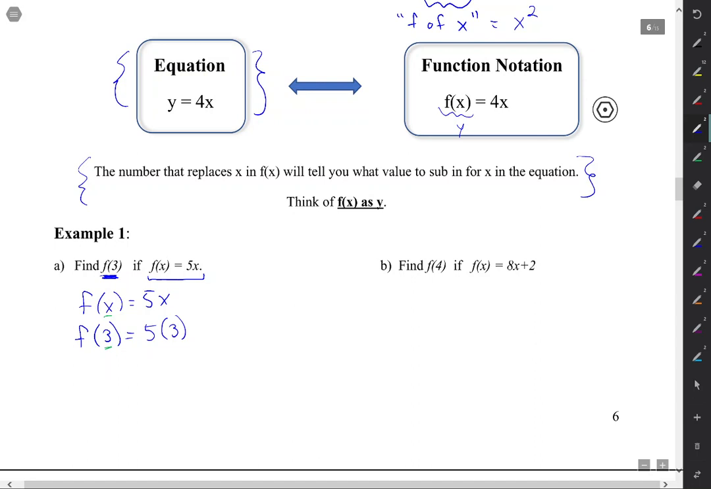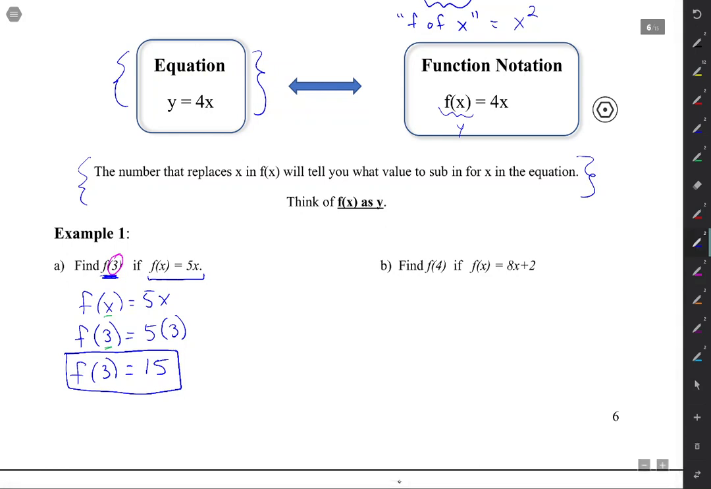So now all of a sudden we have f of 3 is equal to 5 times 3. Therefore, if we continue with the equation, we would have f of 3 is equal to, well, 5 times 3 is 15. So f of 3 is equal to 15 is the final answer. So really, this is telling us what to replace x with in the equation on the other side of the equal sign. So whatever value they tell us to replace, we plug it in for x and then continue solving.